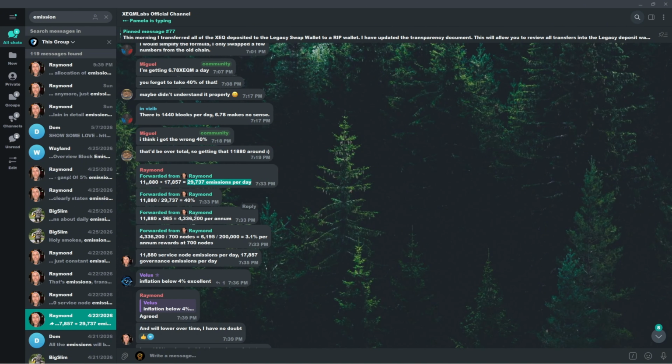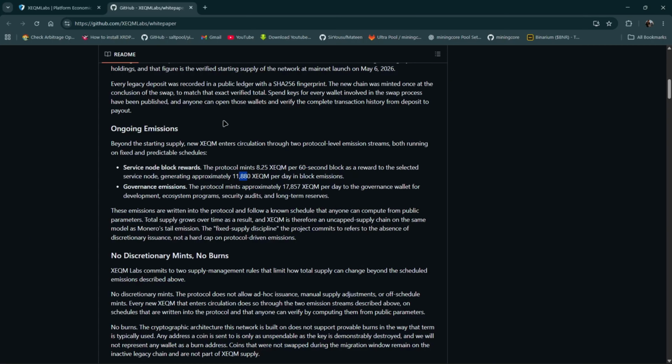So it's about 4.336 million per year, and you can see the 3.1% per annum reward at 700 nodes, but right now the number is 490 nodes. And 11,880 service node emissions per day, 17,857 governance. That is the structure, so now we have this clear. Now we read that there are two protocol level emission streams. Now these emissions are written into the protocol and follow a known schedule that anyone can compute from public parameters.